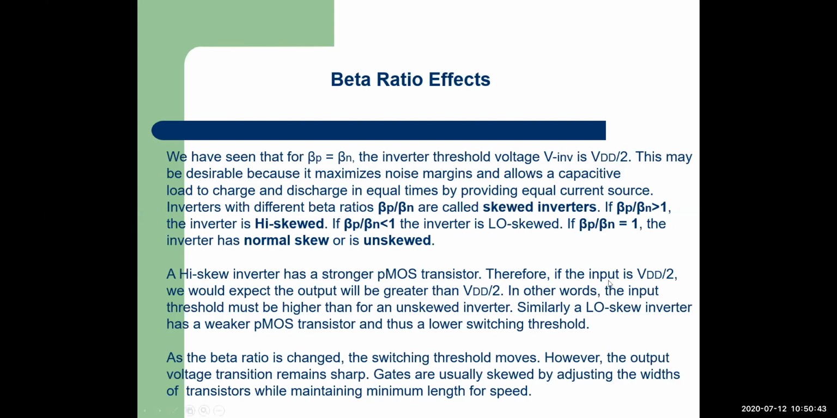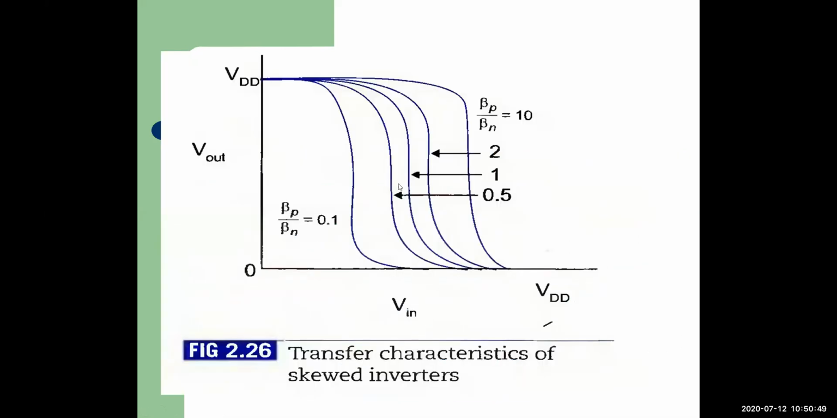If beta P and beta N are equal, then the inverter is called normal skewed or unskewed. Here you can see the skewness. The middle one is normal skewed. The red one is called high skewed. The blue one is called low skewed. Understand? Very simple.